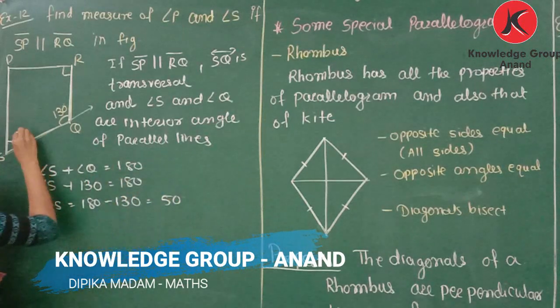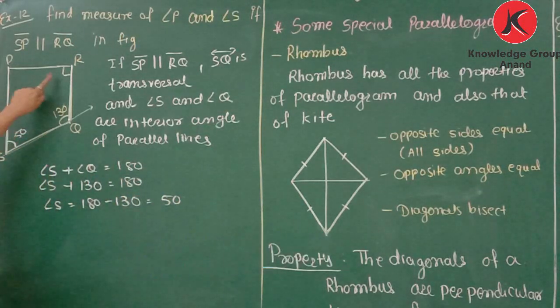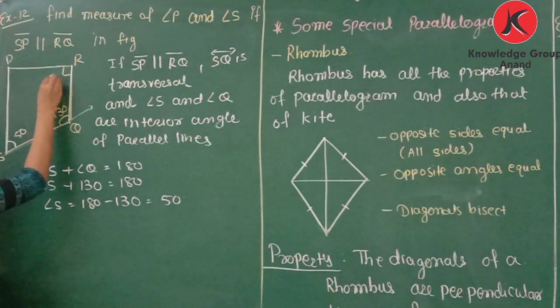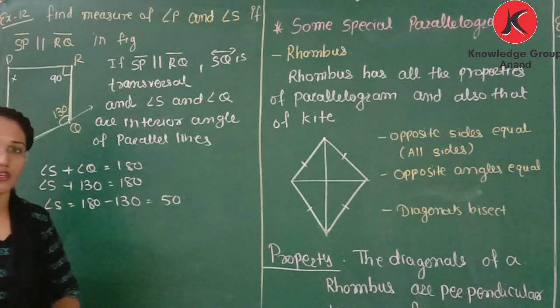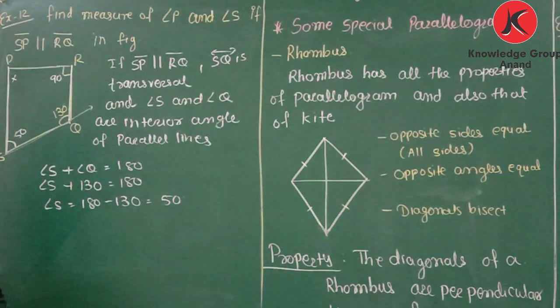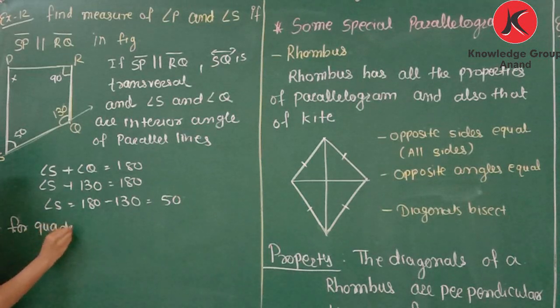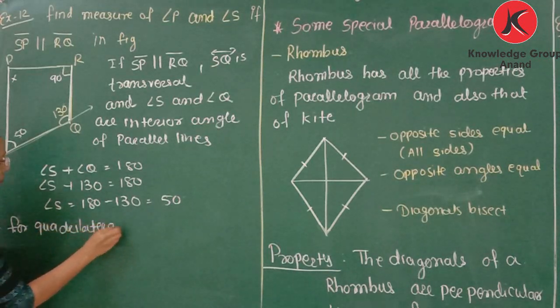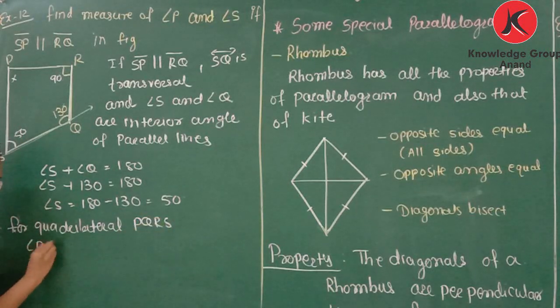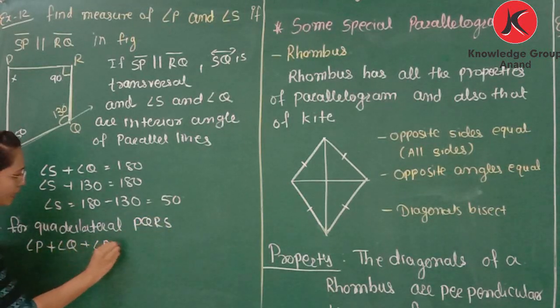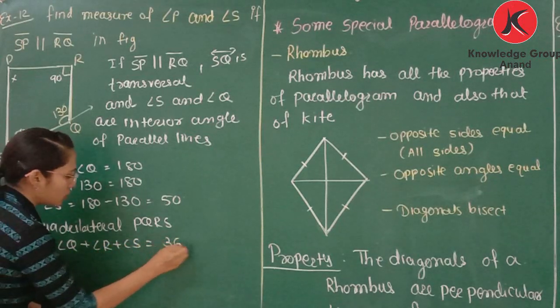So what is angle S? That is 50. Now this symbol represents 90 degrees. This is 130 and this is 50. Now we have to find angle P, and this is a quadrilateral. So the sum of angles in a quadrilateral is 360. So we can write, for quadrilateral PQRS, angle P plus angle Q plus angle R plus angle S is equal to 360.